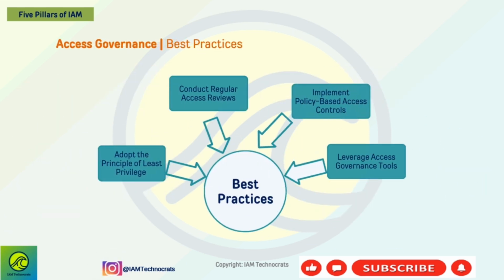The best practices for effective access governance include: adopt the principle of least privilege. It grants only the access necessary for job roles. Conduct regular access reviews. It periodically validates and updates permissions. Implement policy-based access controls. It uses rules and automation to enforce consistency. Leverage access governance tools. Invest in solutions like SailPoint, Saviynt, or One Identity.